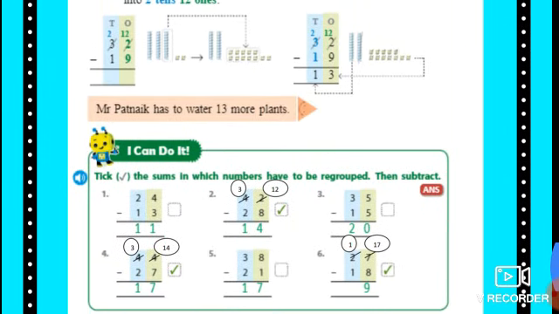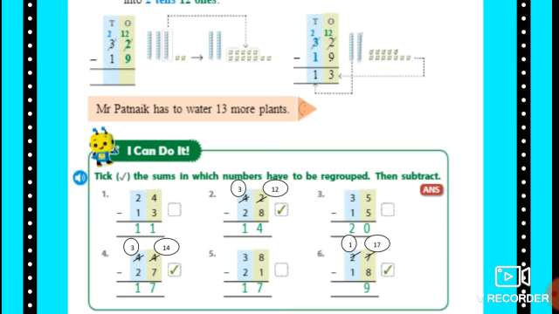Now there are some more subtraction sums, students. The question is, take the sums in which numbers have to be regrouped, then subtract. The question is of subtraction, but there is one extra box given to you. You have to tick in that box if that sum is of borrowing. Regrouping means borrowing. If it is not of borrowing, you will not do anything. You will not put a tick or cross. You will just leave it.